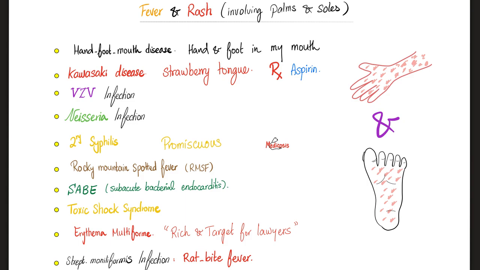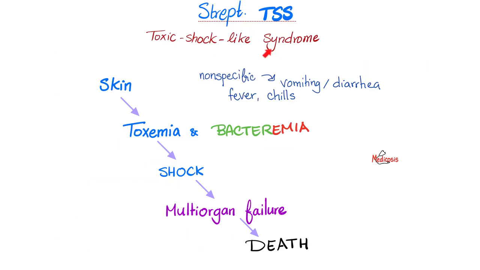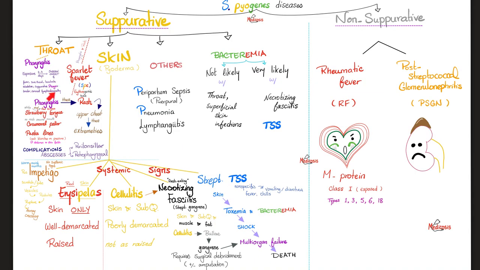Out of hundreds. So streptococcal toxic shock-like syndrome starts with non-specific symptoms such as vomiting, diarrhea, fever, and chills, not to be confused with Netflix and chill. Skin disease, and then toxemia and bacteremia, and then shock, and then multi-organ failure and death. So we've talked about all of this. Don't forget peripartum sepsis, pneumonia, and lymphangiitis.